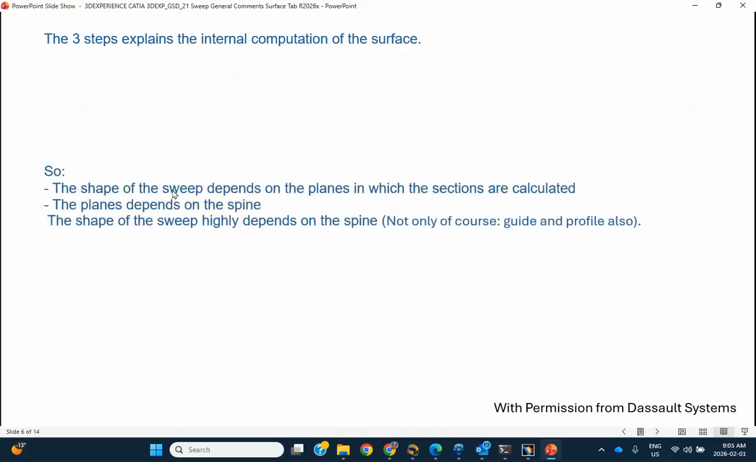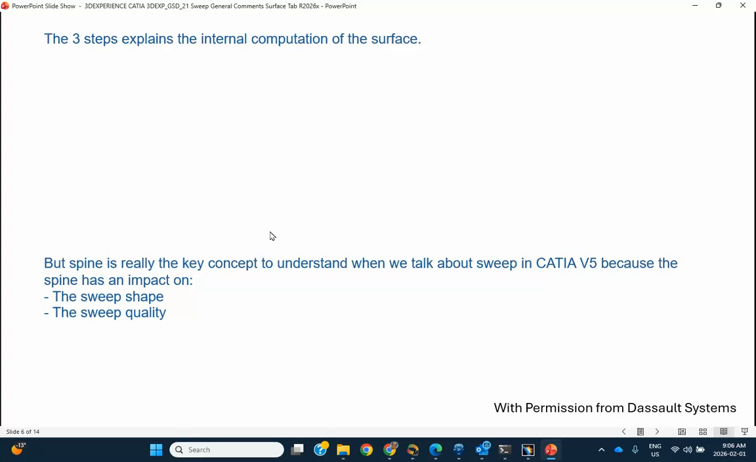So, the shape of the sweep depends on the planes in which the sections are calculated. These planes depend on the spine because they all form normal to the spine curve. The shape of the sweep highly depends on the spine, but of course, not only that, it also depends on the guide and the profile. Spine is really the key concept to understand when we talk about sweep in CATIA V5, because the spine has an impact on the sweep shape and the sweep quality.